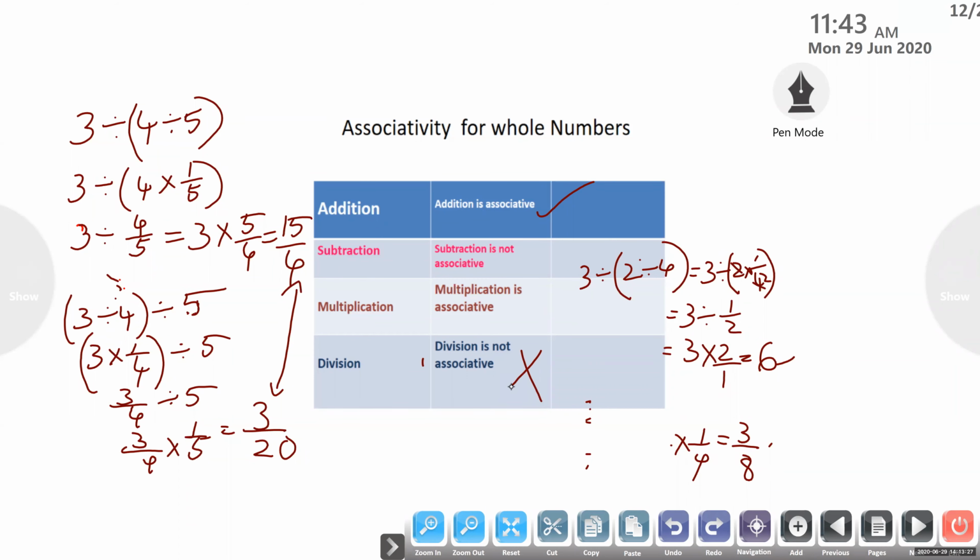Associative. Division is not associative. Only addition and multiplication are associative. Ma'am, in all the properties, is only addition and multiplication possible? No, we will show. I will show you. You wait. I will show you.